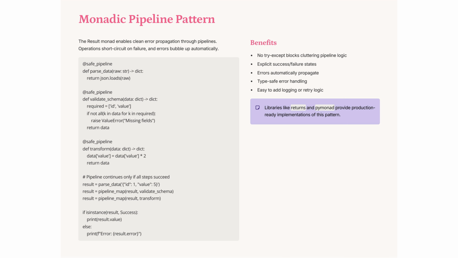The monadic pipeline pattern uses decorators like a safe pipeline to ensure each function returns a result, encapsulating success or failure. This pattern eliminates try-except clutter, allowing errors to propagate naturally.